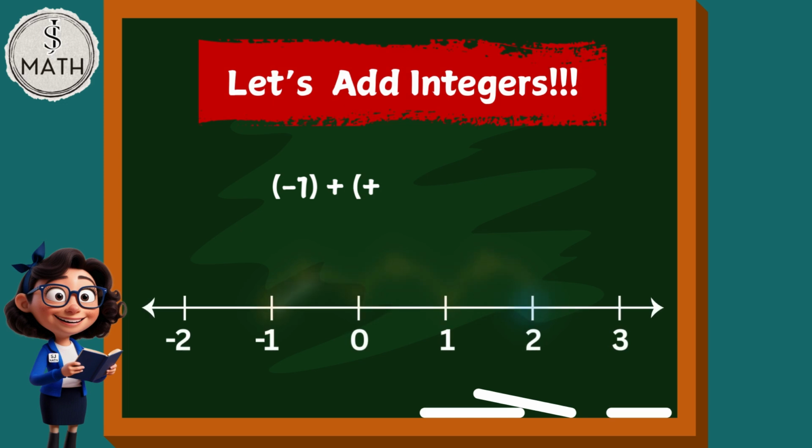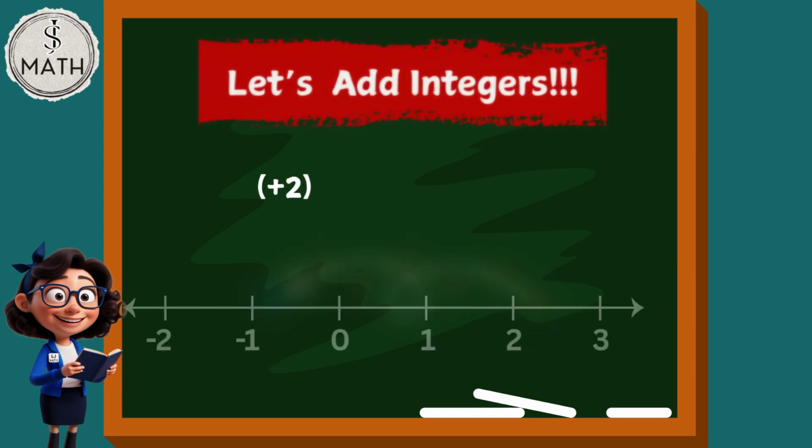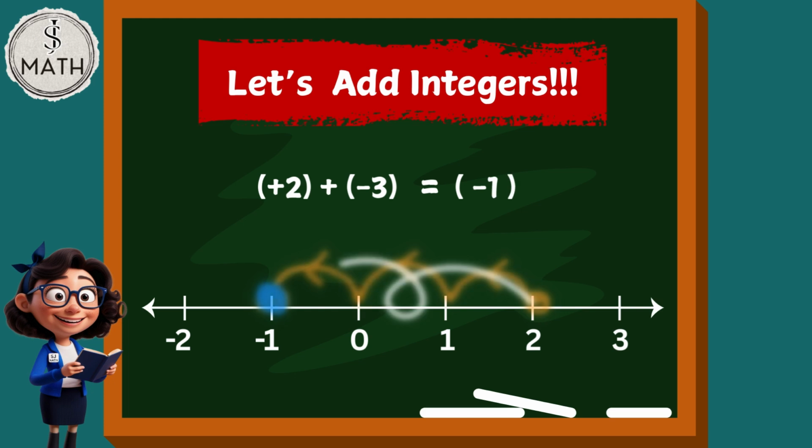Let's add -1 plus 3. Start at -1. Now move 3 steps to the right, because we're adding a positive number. We land on 2. Now let's try +2 plus -3. Start at +2, and move 3 steps to the left, because we're adding a negative number. We land on -1. That's our answer.